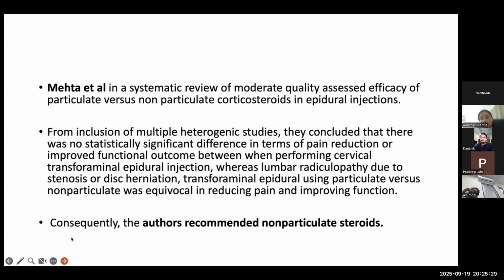In the next slide, within the same guidelines, Mehta et al., in their systematic review, again concluded that there was no significant difference in pain reduction between particulate and non-particulate steroids while performing cervical transforaminal injection. However, in terms of lumbar radiculopathy, they found the results were equivocal. Consequently, the authors recommended non-particulate steroids pertaining to their safety.